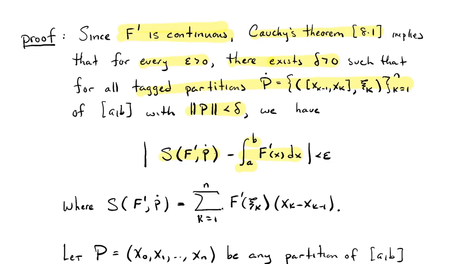I'm using that Riemann sum notation here, S of F prime of P dot, but I'll remind you what I mean by it. S of F prime of P dot is just the sum: plug the tags, the c sub k's, into your F prime, multiply them by the corresponding subinterval widths, and sum those things. So that's our notation for Riemann sum. Because F prime is continuous, Cauchy's theorem says that given an epsilon, you can always find a delta such that no matter how you pick the tagged partition, as long as its norm is less than delta, the Riemann sum will differ from the value of that integral by less than epsilon.